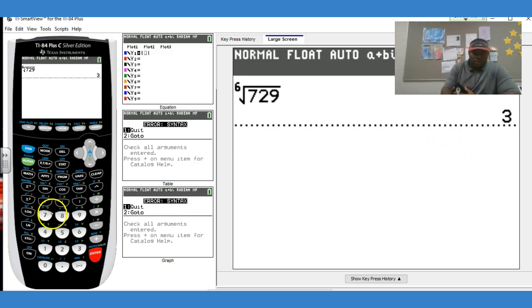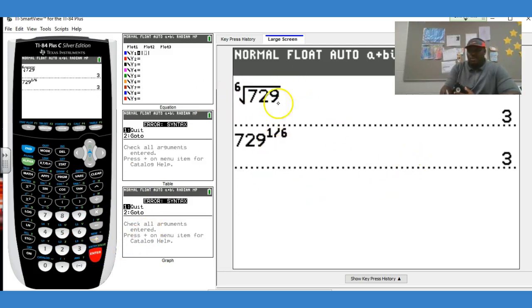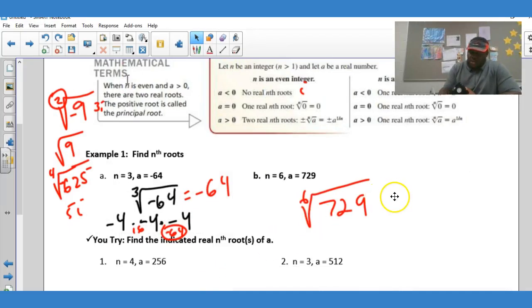Another way to do it is to take 729 and raise it to the 1 divided by 6, because the root is 6. That also gives 3. So there's a couple different ways to do it, regardless of the calculator that you have. I just wanted to share that. Now back to the notes, we got 3.